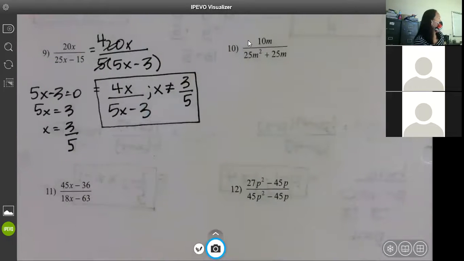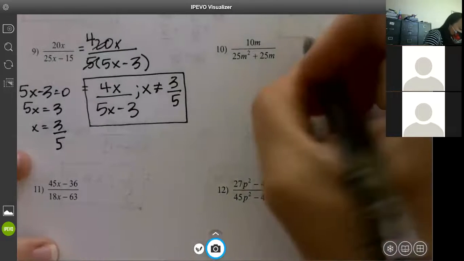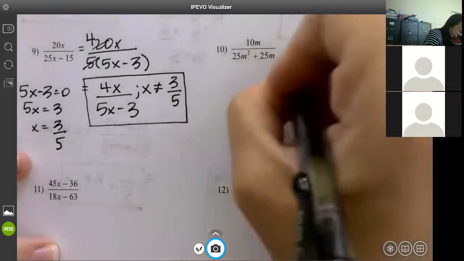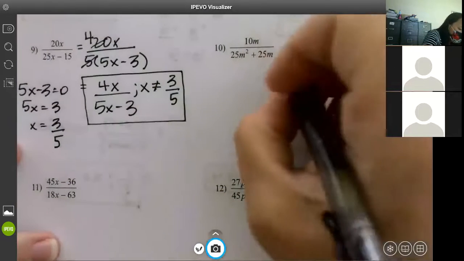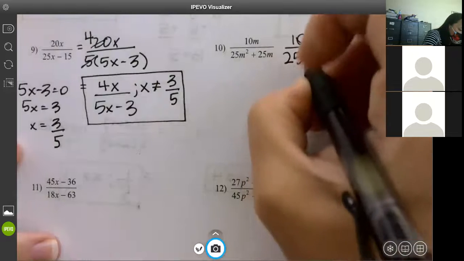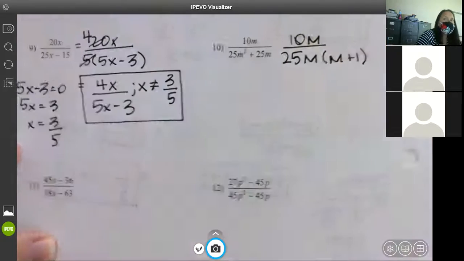Is everybody okay? All right, next one. Top will not factor, so we leave it alone. On the bottom, what will factor out? Just 25? 25 and m. Leaves me with m plus 1.